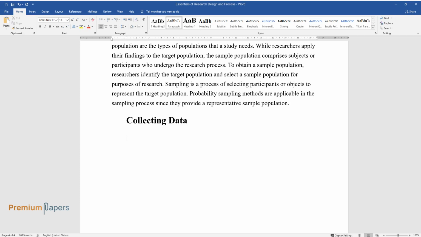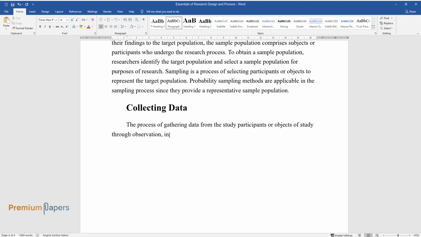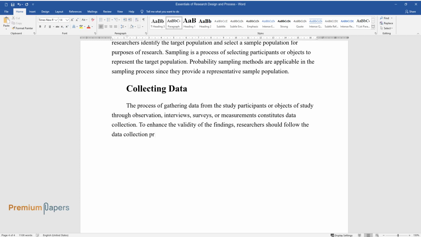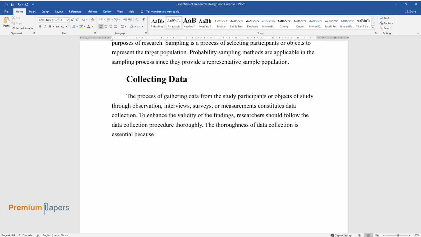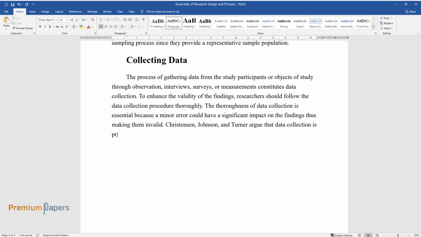Collecting data. The process of gathering data from the study participants or objects of study through observation, interviews, surveys, or measurements constitutes data collection. To enhance the validity of the findings, researchers should follow the data collection procedure thoroughly. The thoroughness of data collection is essential because a minor error could have a significant impact on the findings, thus making them invalid. Christensen, Johnson, and Turner argue that data collection is prone to the biases of the researchers.